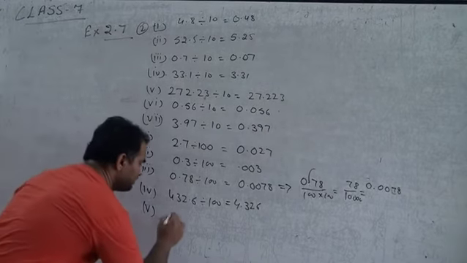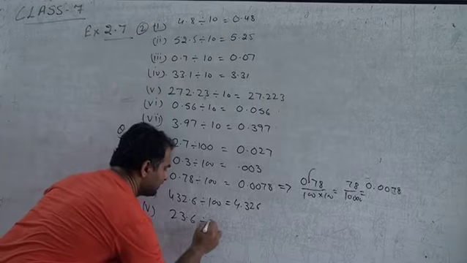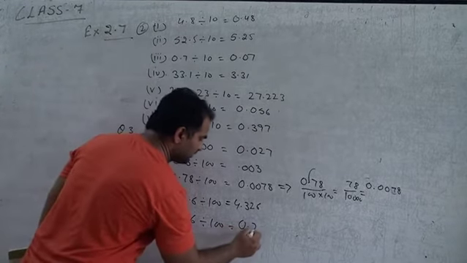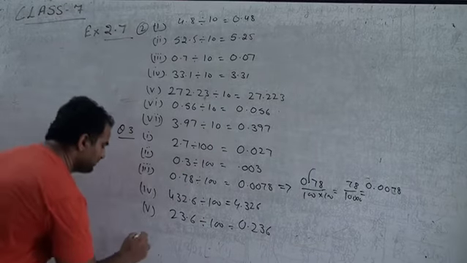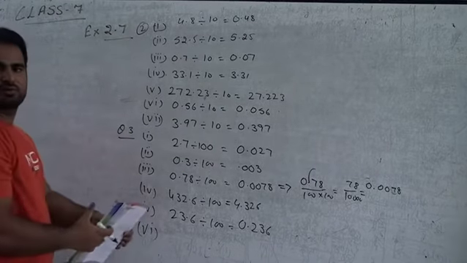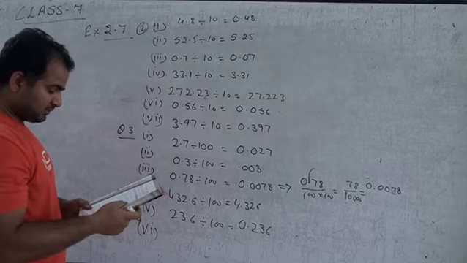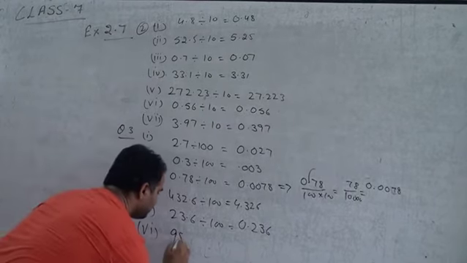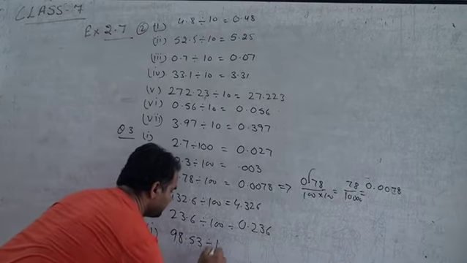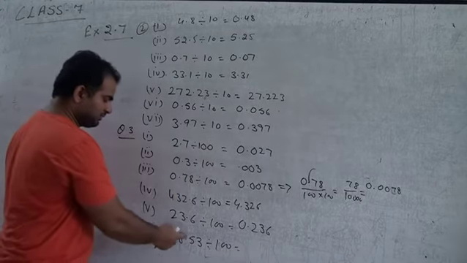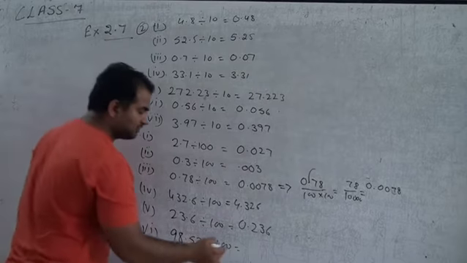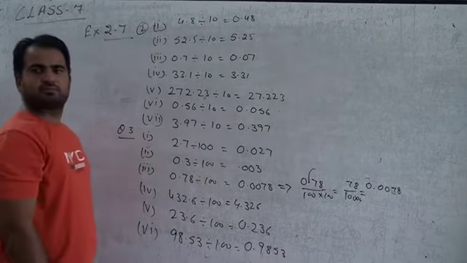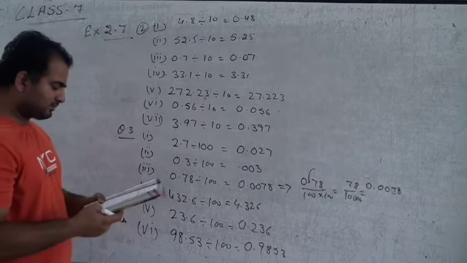Fifth is 23.6 divided by 100. So it will be 0.236. And question number 6 is 98.53 divided by 100. And this point will move 2 times forward. So it will be 0.9853. Done? This was our question number 3.